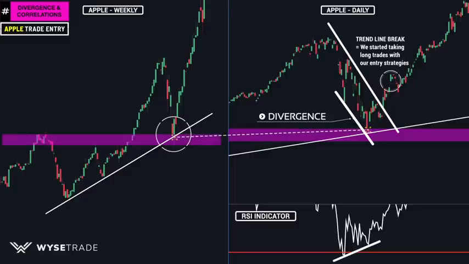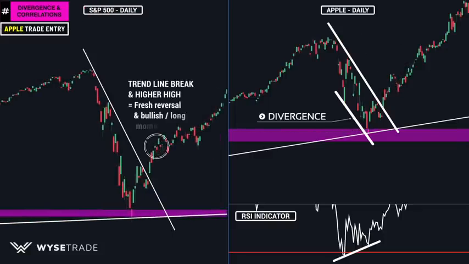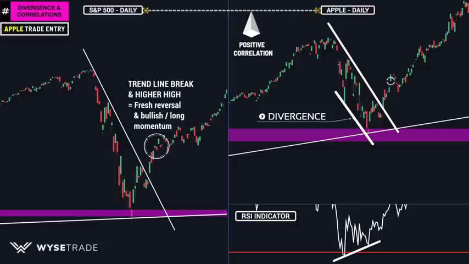Now let's again bring up the S&P 500 to show the correlating price action. So on the left, the S&P 500 had a fresh breakout and bullish momentum. And since it is correlated to the Apple stock, which also had a fresh breakout and bullish momentum, this made the trade A+.